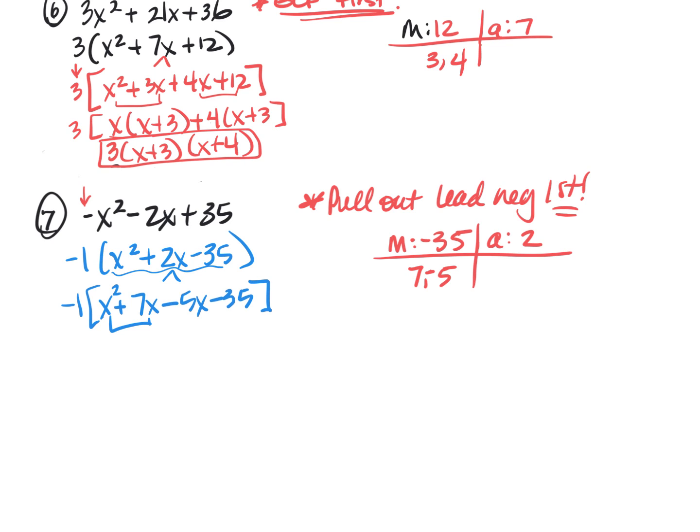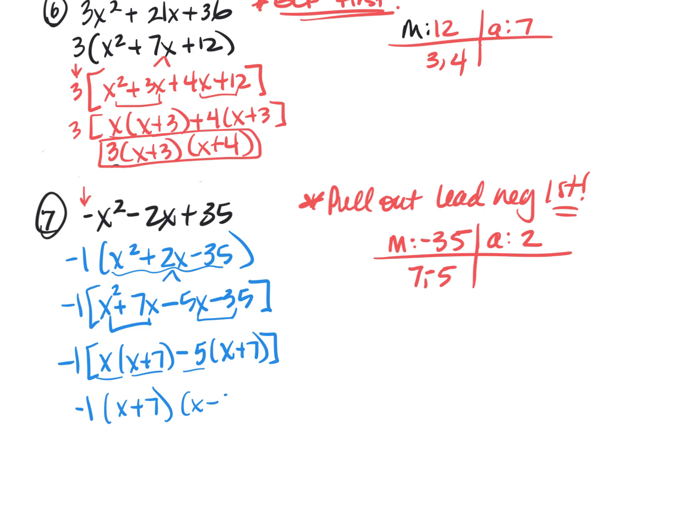Now we're going to pair them up. So if I factor out the x, I'll have x plus 7. Bring the negative straight down. What do these two have in common? A 5. So if I factor out a -5, I will have x. -35 divided by -5 is +7. Bring that -1 down, don't forget it. So now, -1 times x plus 7, and then what's left over here is x minus 5. There it is. It's factored out.